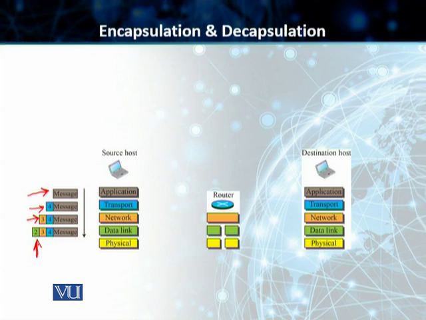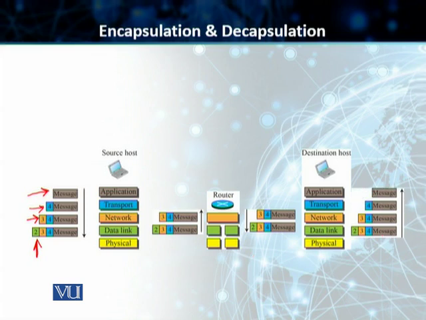Students, this is the process of encapsulation. Every layer encapsulates the received message or packet by adding its own layer specific header to that packet. The physical layer then transmits this to the router. The router receives this packet, looks at the network layer header, and then forwards it on.